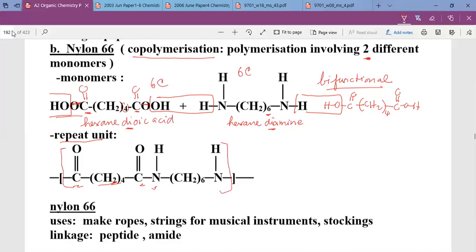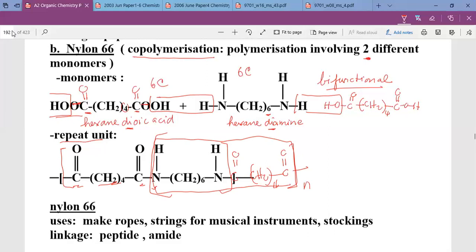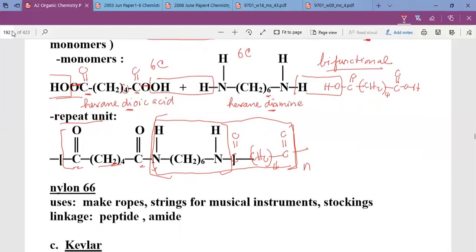Okay, you can put this one first also. This one here, you want to continue with C double bond O, CH2 bracket 4, and C double bond O and so on. It means this whole thing here is your repeat unit. Anyone can come first. Normally put an n here to show that it continues. So it's called nylon 66. This is quite simple.